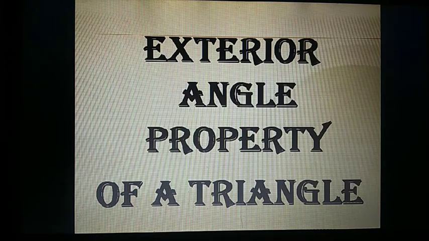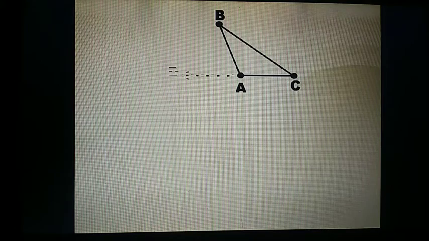Exterior angle means an angle that is not inside the triangle. Let this be your triangle. Here we are extending AC backward and marking it D. Now here these three angles marked by arcs are interior angles, whereas angle DAB is an exterior angle.